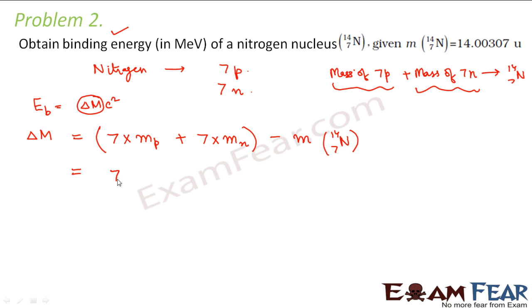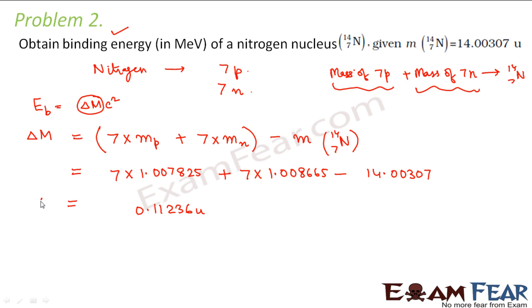So this we can write as 7 into mass of proton. What is the mass of proton? It is 1.007825 atomic mass unit plus 7 into 1.008665 atomic mass units minus the mass of nitrogen, that is 14.00307. So this comes out to be 0.11236 atomic mass unit. So this is my mass defect.